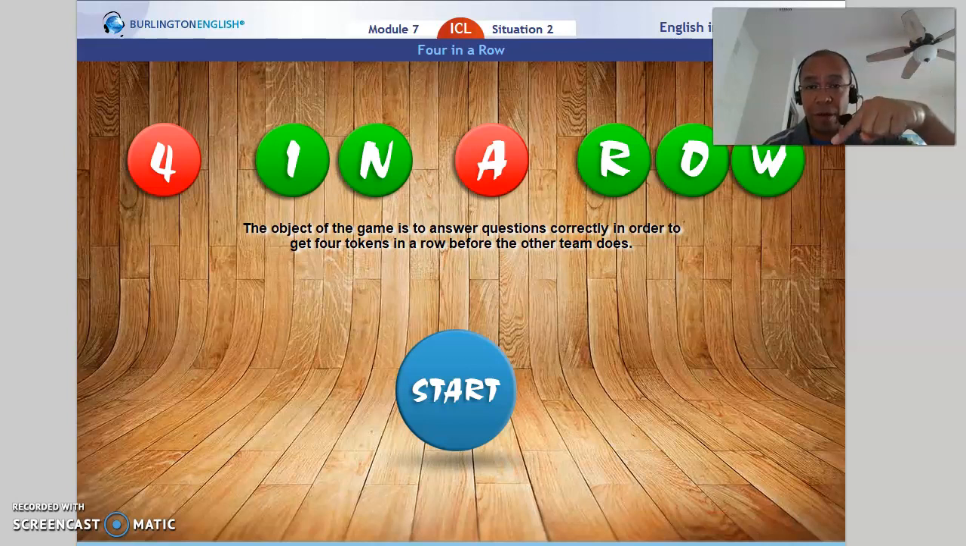either vertically or horizontally. Okay. Or you can also do it diagonally. Vertically, horizontally, or diagonally. Okay? So, let's begin our review game today.